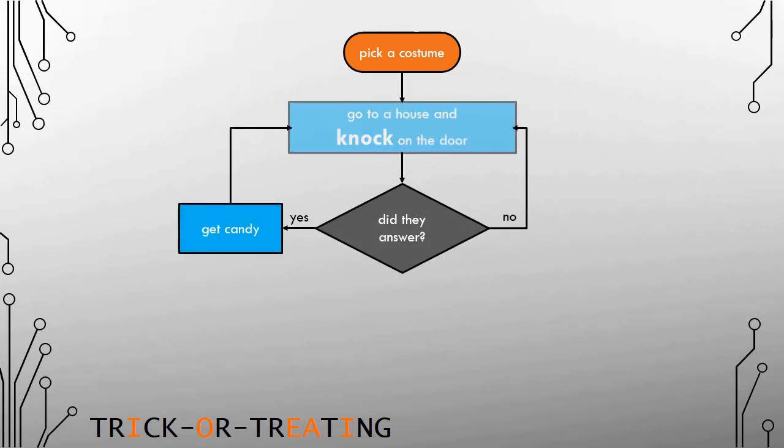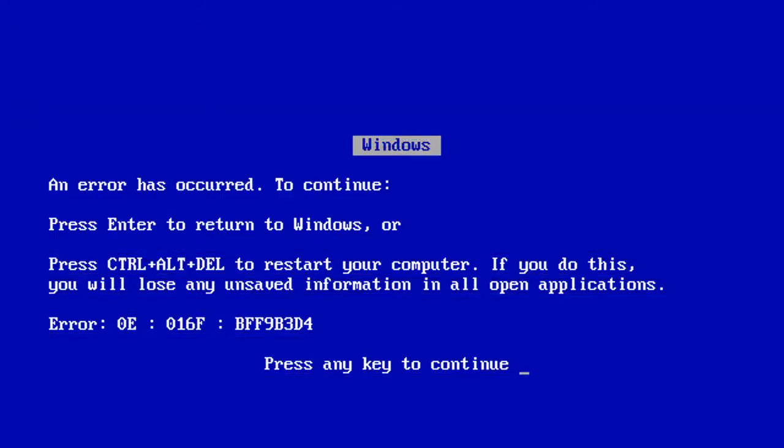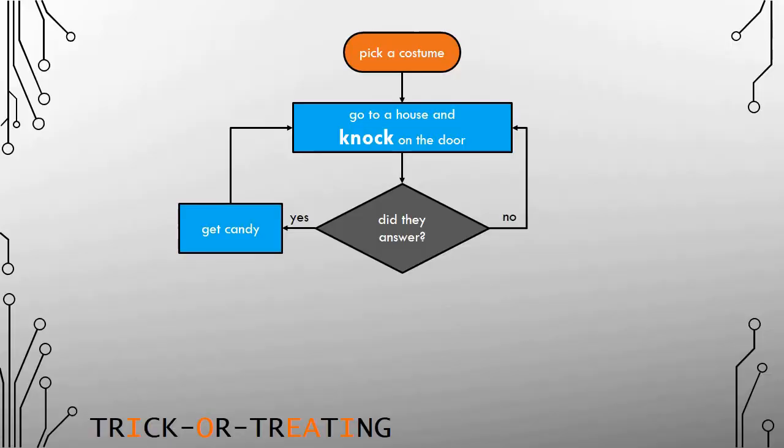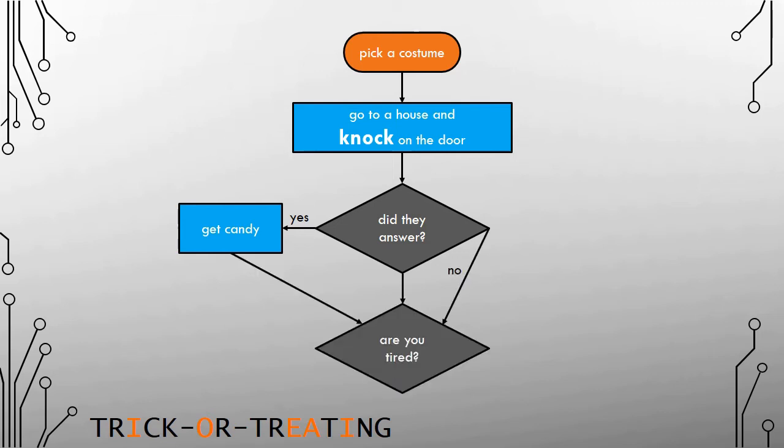But where does it stop? The way we have it written, it never stops. You'll keep trick-or-treating forever. This is called an infinite loop, and it makes a device crash when it happens. So we need to add something to break out of this loop. Let's say you want to quit trick-or-treating when you're tired. We need to check to see if you're tired every time you're done visiting a house. Let's add a check to see if you're tired. If yes, you probably want to go home. If no, you can move on to the next house.